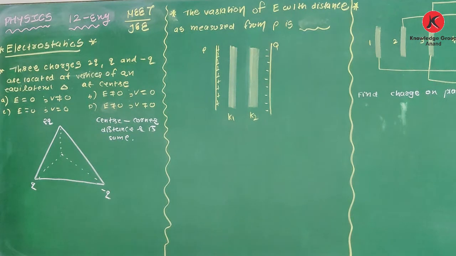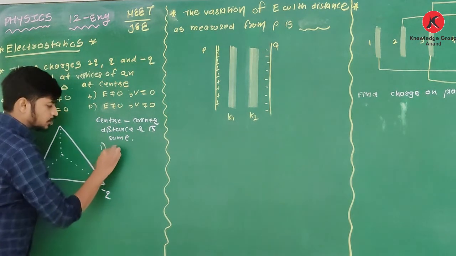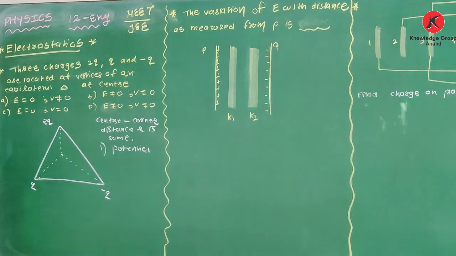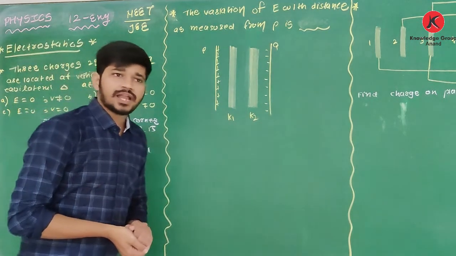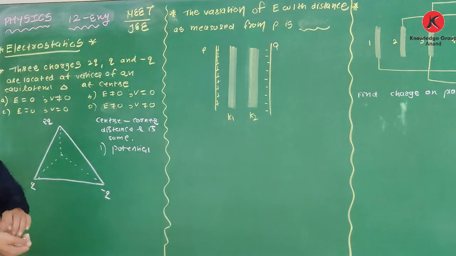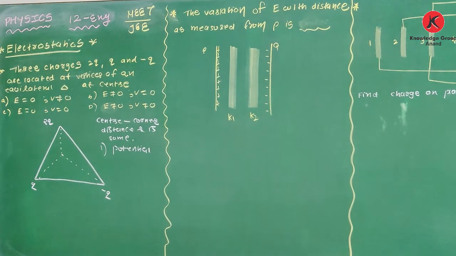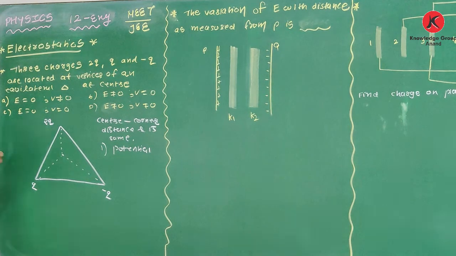Now see, first of all we will see the scalar quantity, that is potential, because potential is a scalar quantity and addition and subtraction of scalar quantities are easy. So yes, we have total how many charges? Here we have 3 charges, 2q, q, and minus q, placed as shown in the figure.